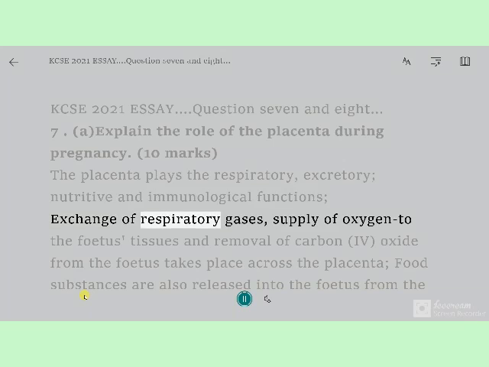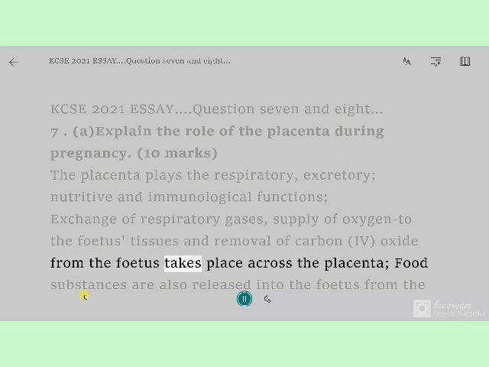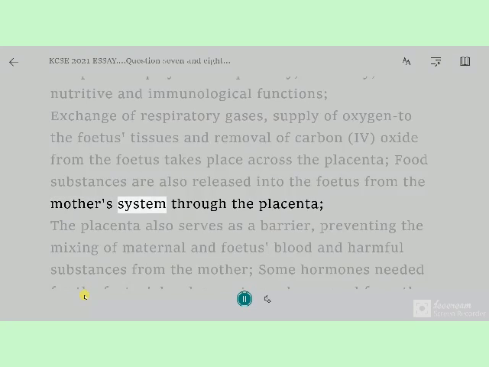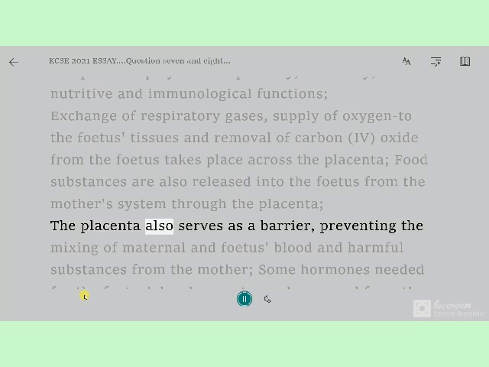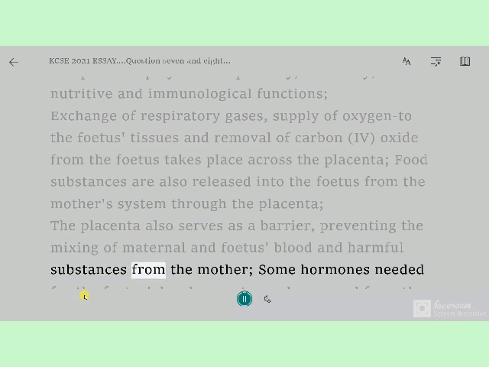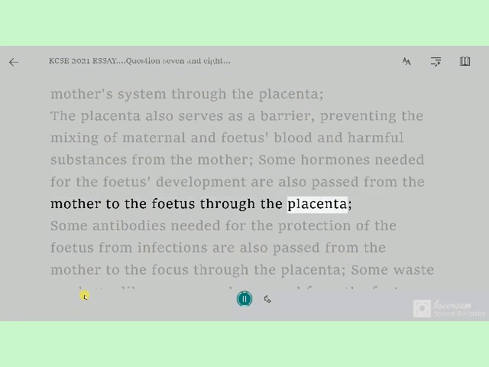Exchange of respiratory gases, supply of oxygen to the fetus tissues and removal of carbon dioxide from the fetus takes place across the placenta. Food substances are also released into the fetus from the mother's system through the placenta. The placenta also serves as a barrier, preventing the mixing of maternal and fetus blood and harmful substances from the mother. Some hormones needed for the fetus development are also passed from the mother to the fetus through the placenta.